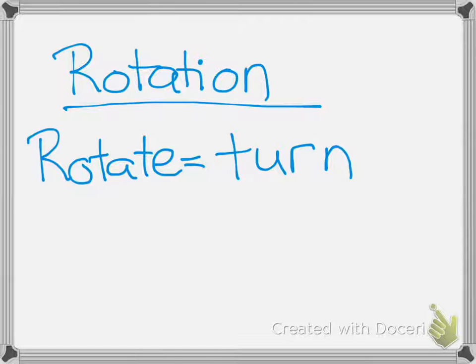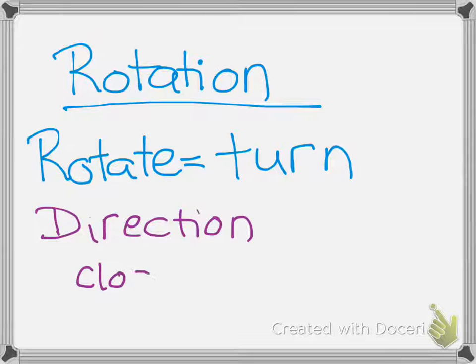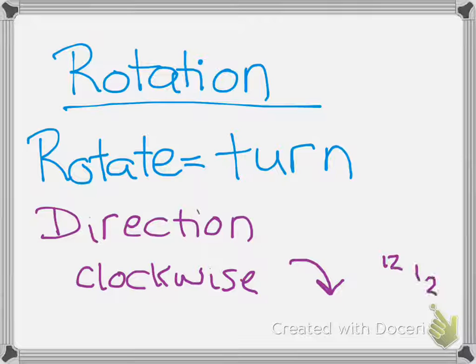We've talked about this before. So we have clockwise and we have counterclockwise. So clockwise is this way, and it's the same direction that a clock goes. If you look at a clock, it goes 12, 1, 2, 3. So that's where we get clockwise from.